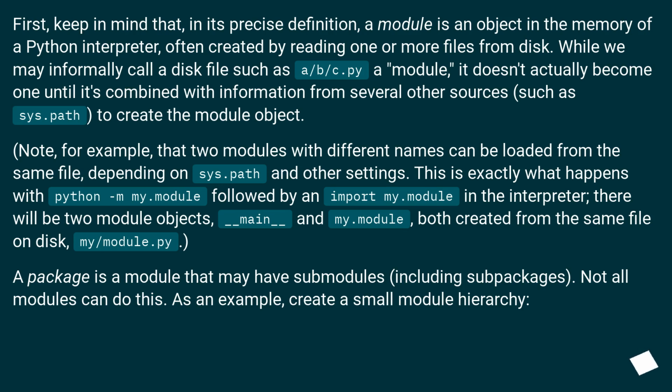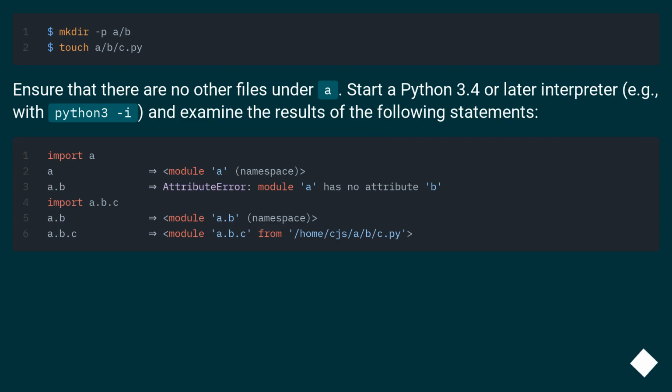A package is a module that may have submodules, including subpackages. Not all modules can do this. As an example, create a small module hierarchy. Ensure that there are no other files under it. Start a Python 3.4 or later interpreter, for example, with python3 -i, and examine the results of the following statements.